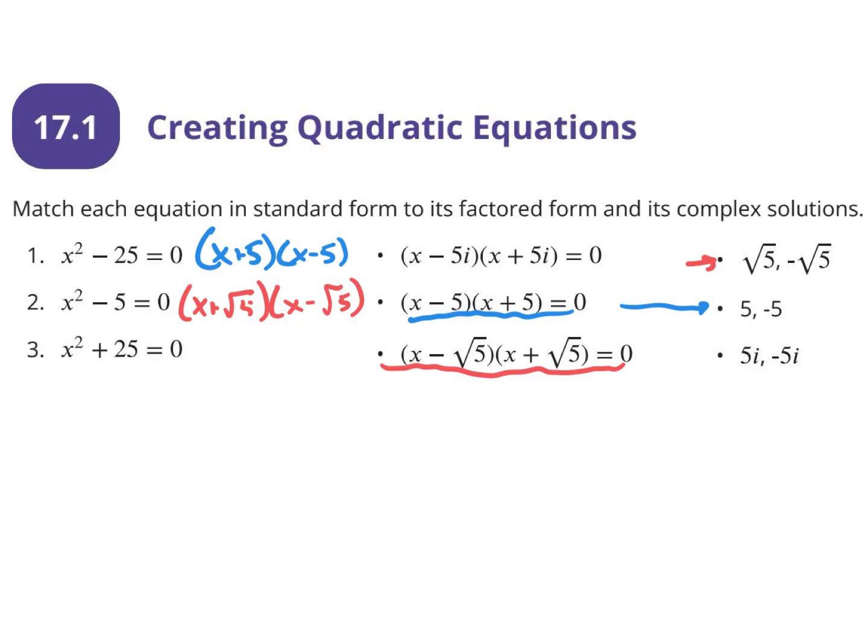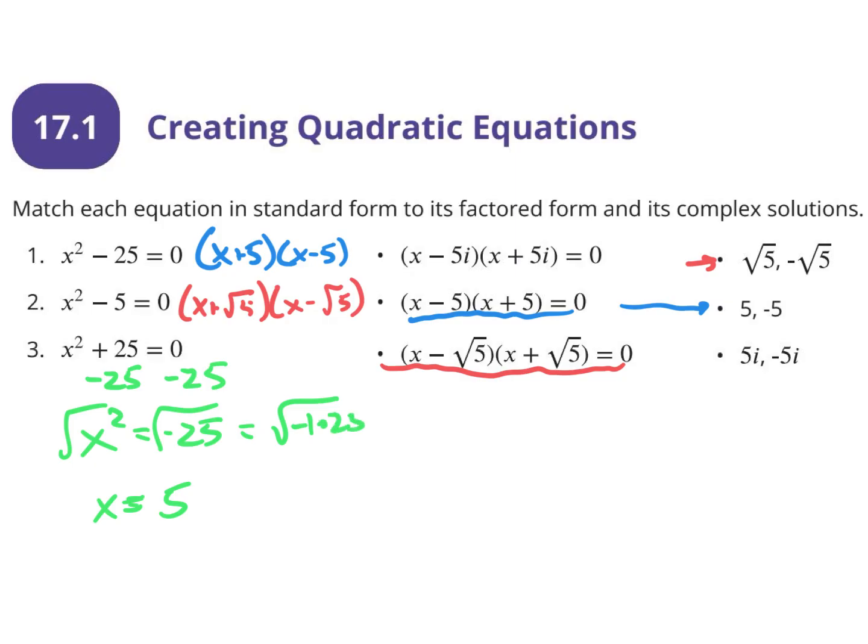Now, 3. If I subtract 25 from both sides, I get x squared equals negative 25. When I take the square root of a negative number, it's not real, it's imaginary. So the square root of 25 is 5. The square root of negative 1 is i. So x is plus 5i and minus 5i. I should probably put a plus in there. So the top one goes with this one, and that goes down here.